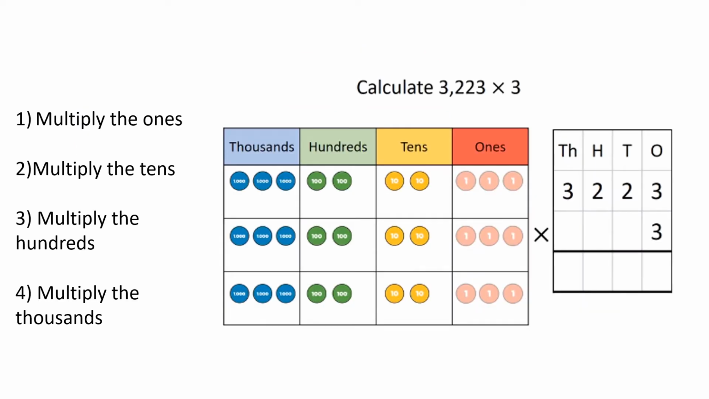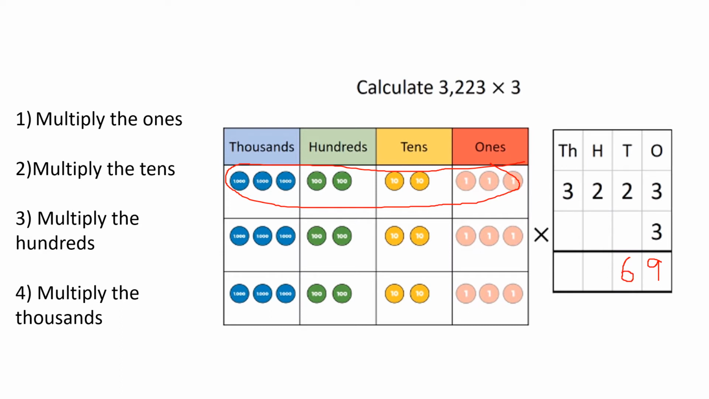So I've got 3,223 3 times on my place value chart. My first step would be to multiply the ones. So 3 times 3 is 9. My second step is to multiply the tens. So 2 tens times 3 is 6 tens.